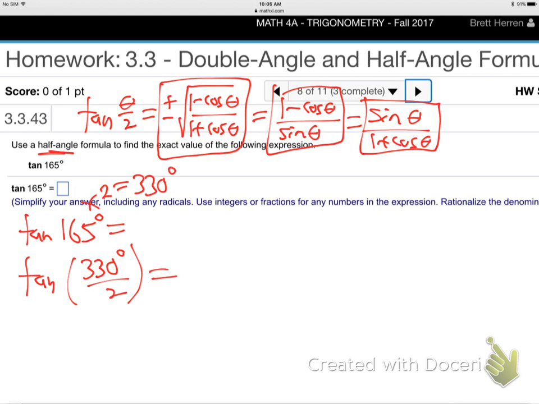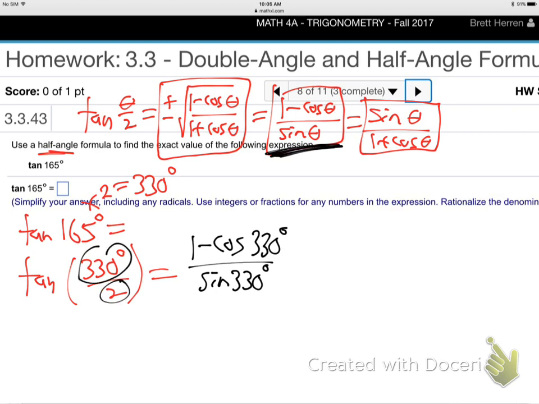Make sense? So guys and gals, I think it'd be easiest to just use this one right here. How about we just use that? 1 minus cos of what angle? What angle am I going to put in there? Yeah, 330 over sine 330. Does that make sense how that works? So whenever you have an angle over 2, you do 1 minus the cosine of that angle over sine of that angle.